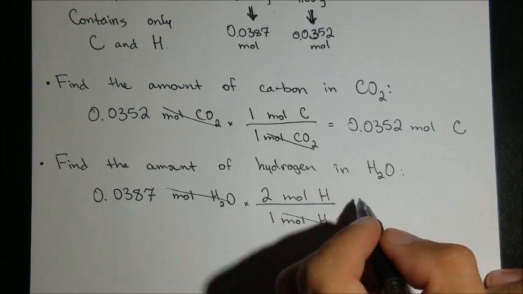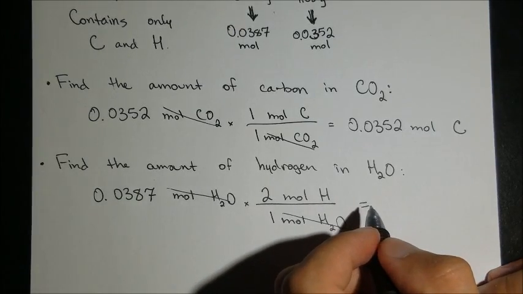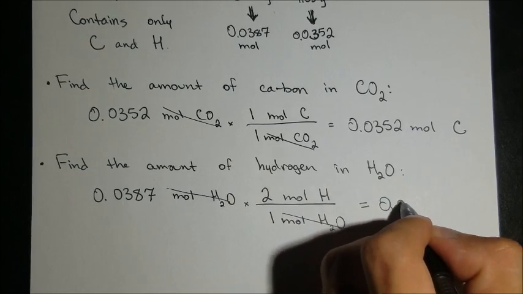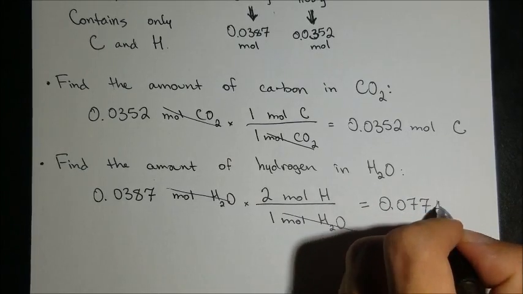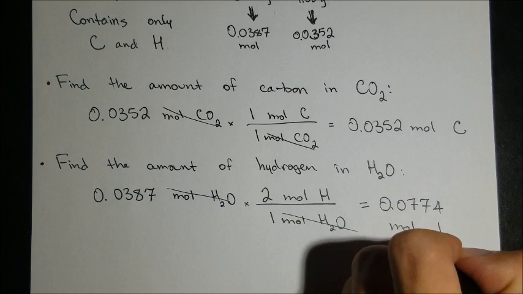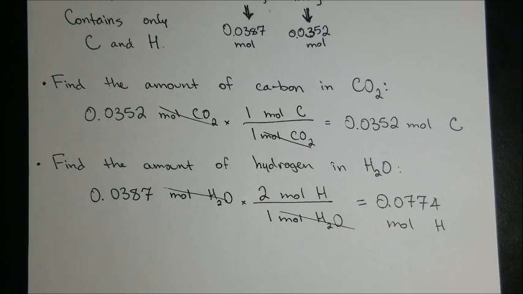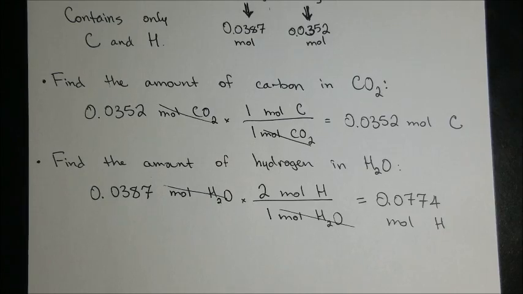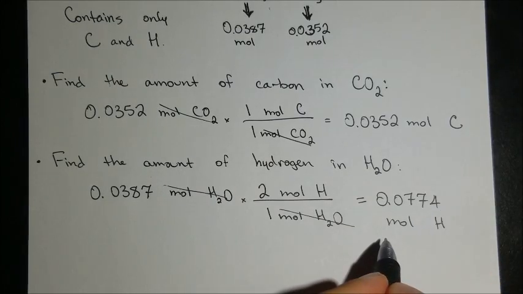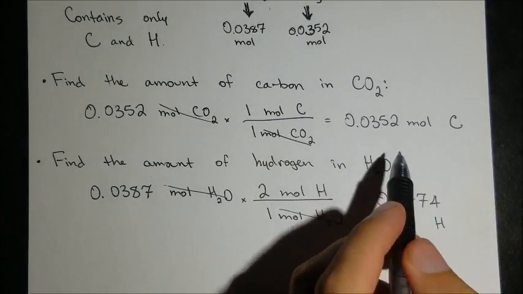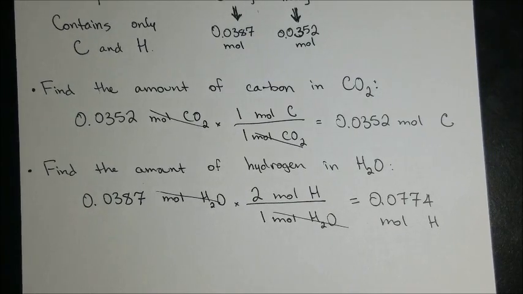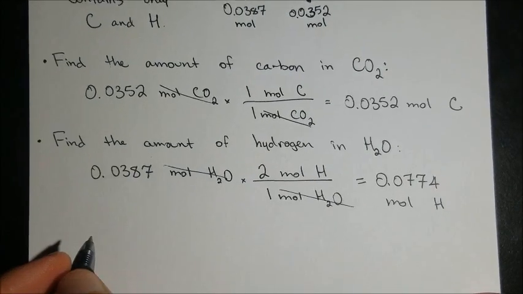Moles of water cancel, and here we have 0.0774 moles of hydrogen. So now that we have our moles of hydrogen and our moles of carbon, we can construct an empirical formula.